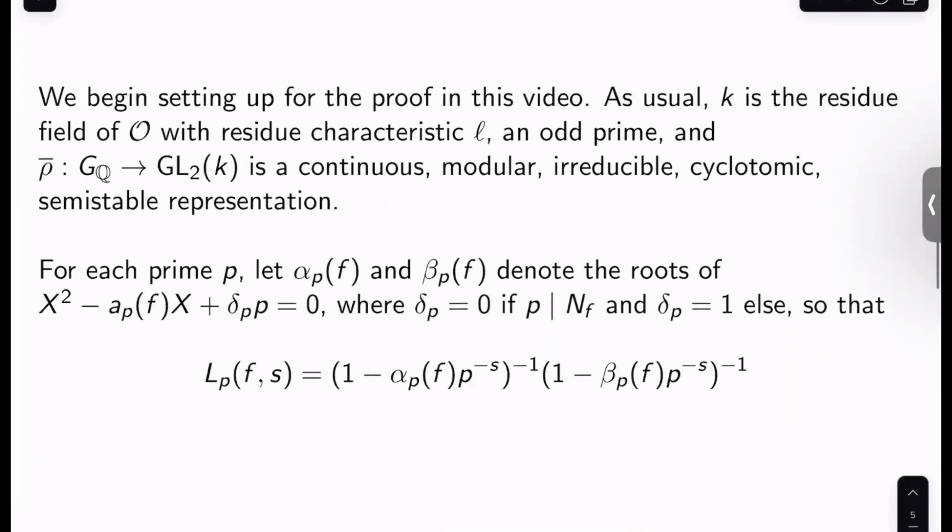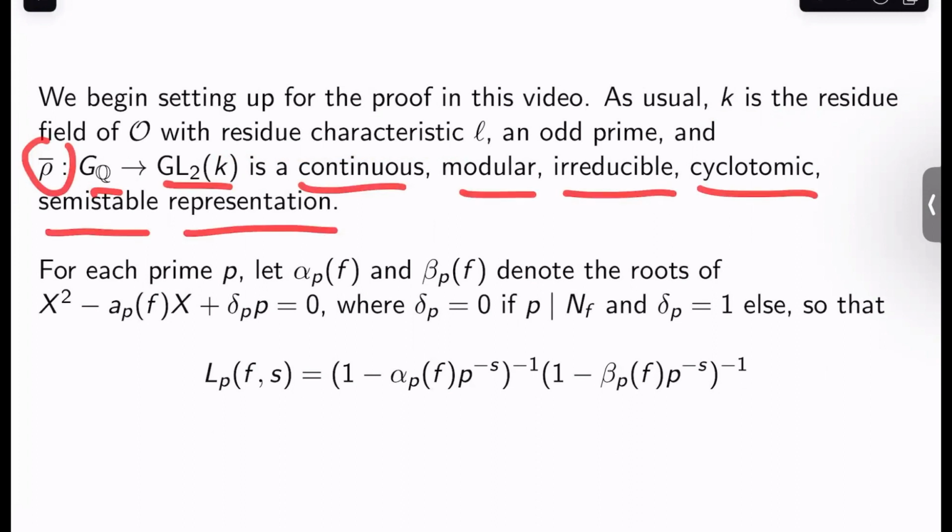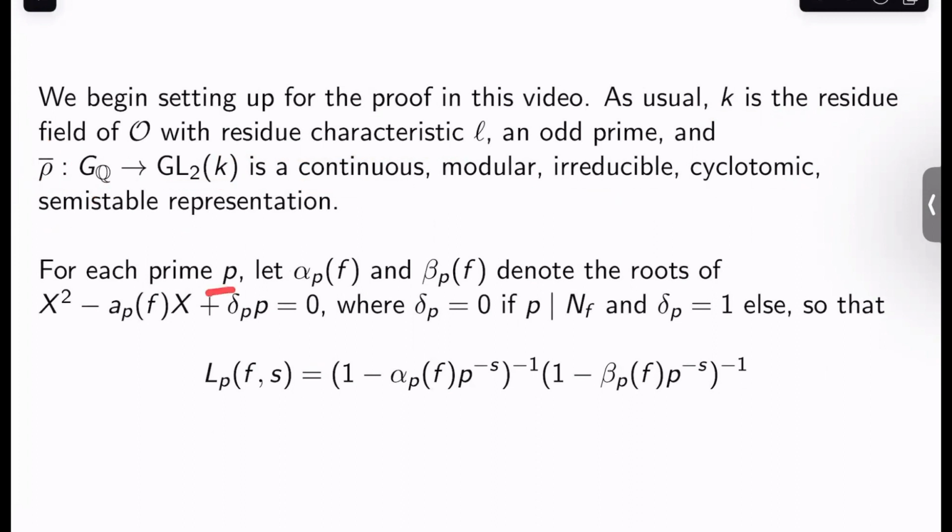We're going to begin the proof of proposition 4 by discussing symmetric square L functions. So as usual, K is the residue field of O with a residue characteristic, let's say L an odd prime. And rho bar from GQ to GL2 of K is a continuous, modular, irreducible, cyclotomic, semi-stable representation. For each prime P, we'll let alpha P of F and beta P of F denote the roots of x squared minus APF x plus delta P times P equals 0, where delta P is 0 if P divides NF, the level of F, and delta sub P equals 1 in any other case.